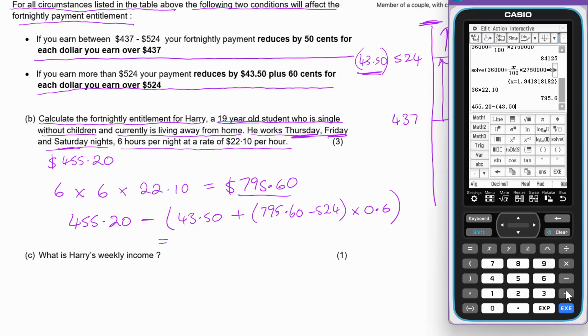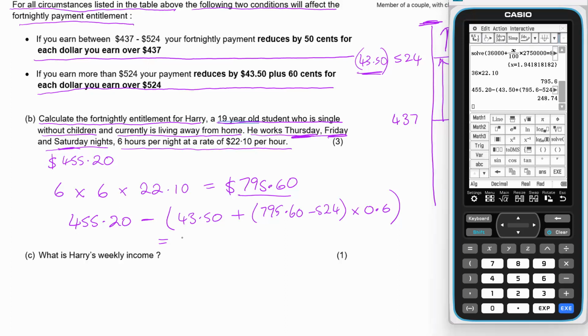And also the 795.60, I'll just copy that from here, take away 524, giving us the amount he earns over that. And then he's losing 60 cents in the dollar on all of that. And that's 248.74.